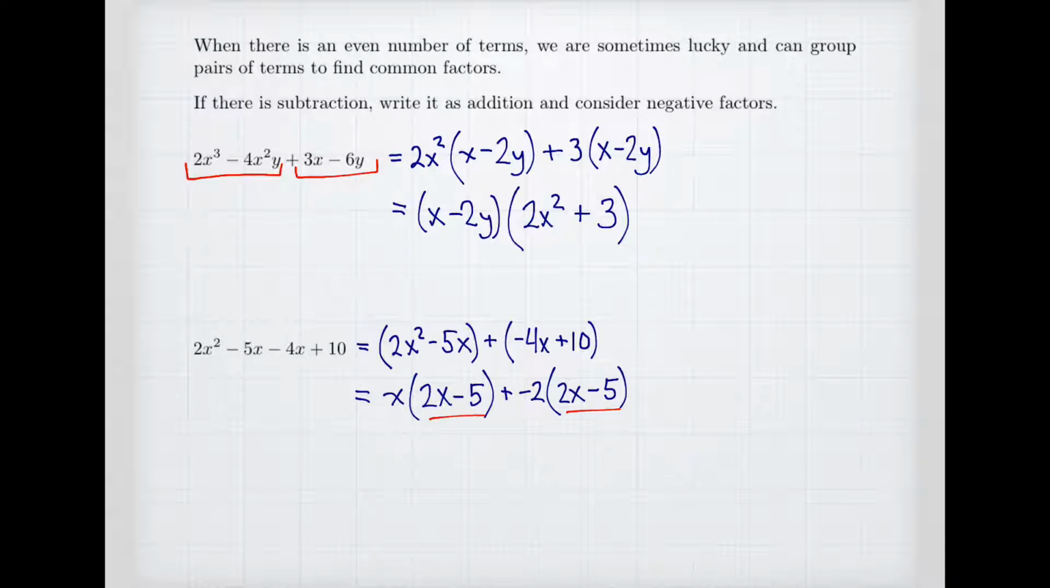So my common factor, 2x minus 5, in the first term, the remaining factor was x. In the second term, the remaining piece is negative 2. And so I have it factored: 2x minus 5 times x minus 2. So grouping's not guaranteed to work, but when it does, we can use the principle of factoring by common factors if I can find a common factor through the groups.